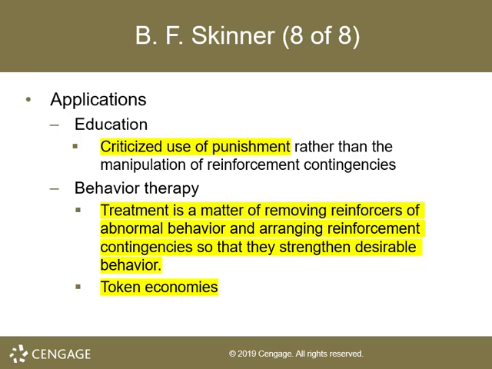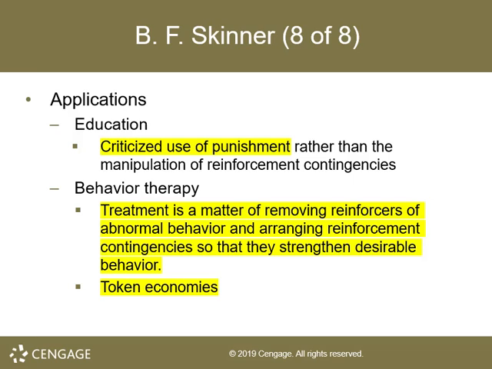So from education, he criticized the use of punishment rather than manipulation of reinforcement contingency. So the idea here, reinforcement is better over punishment. When it comes to behavior therapy, treatment is a matter of removing reinforcers of abnormal behavior and arranging reinforcement contingencies so that they strengthen desirable behavior.